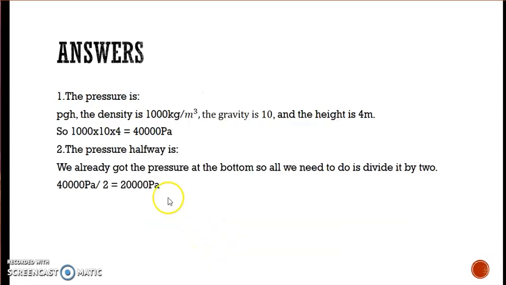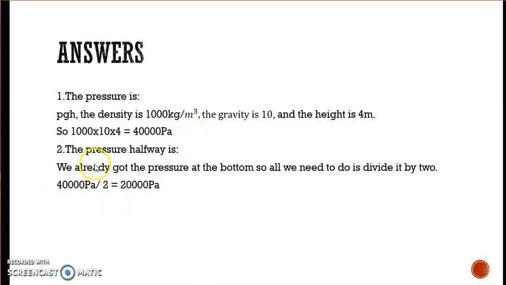So the pressure is rho g h. The density is 1000 kilograms per meter cubed. The gravity is 10. Let's just use 10 because it's simpler. And the height is 4 meters. So the pressure at the bottom of the pool is 1000 times 10, the gravity, times 4, the height. So it becomes 40,000 pascals, aka 40 kilopascals.